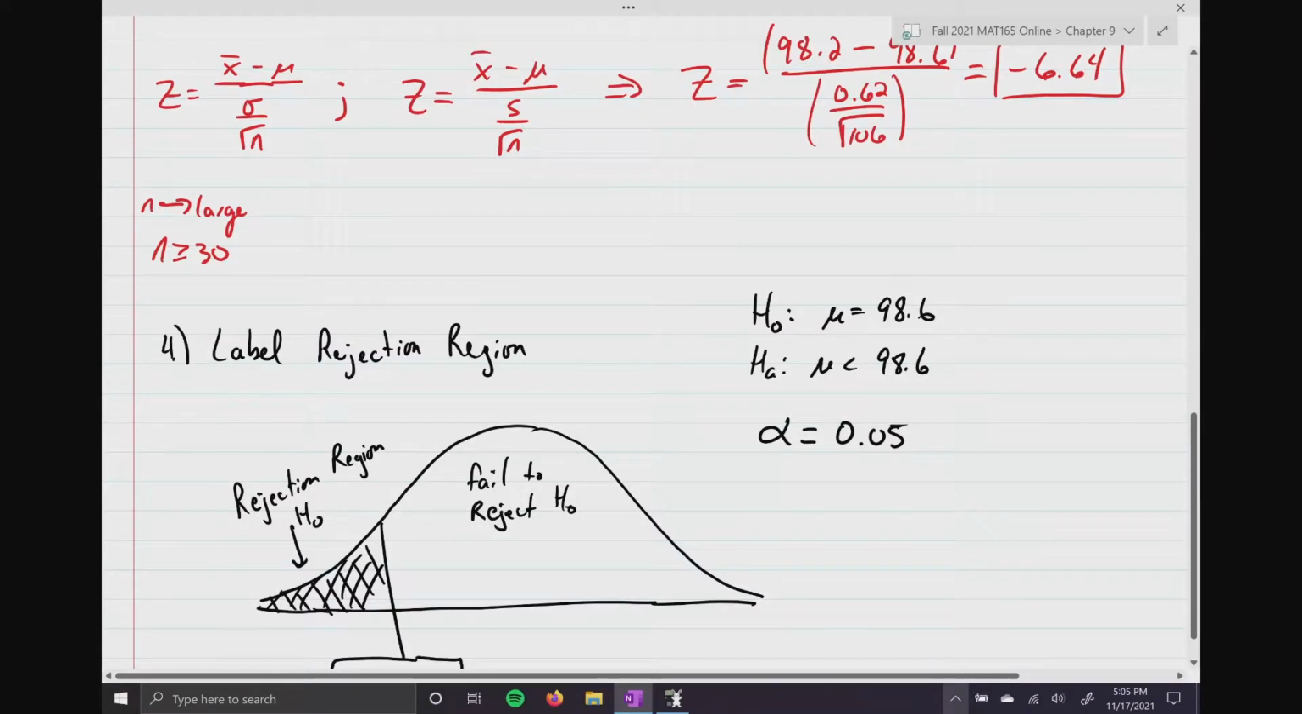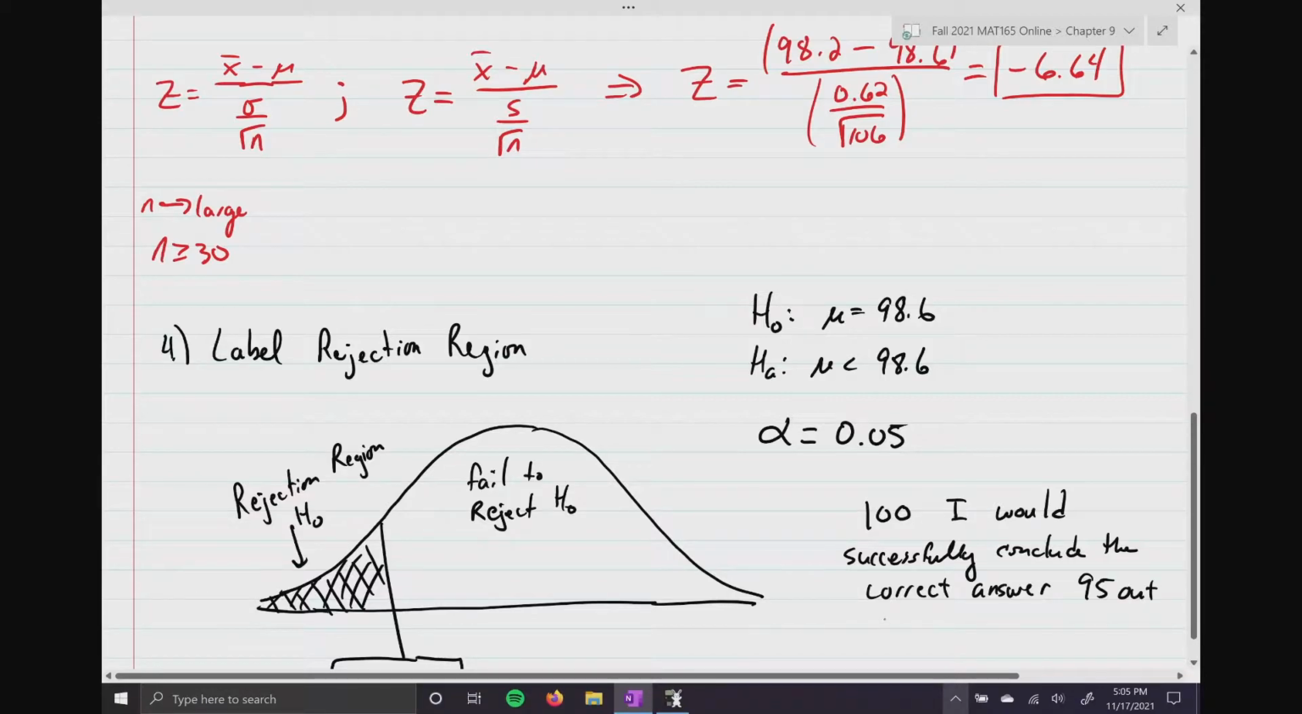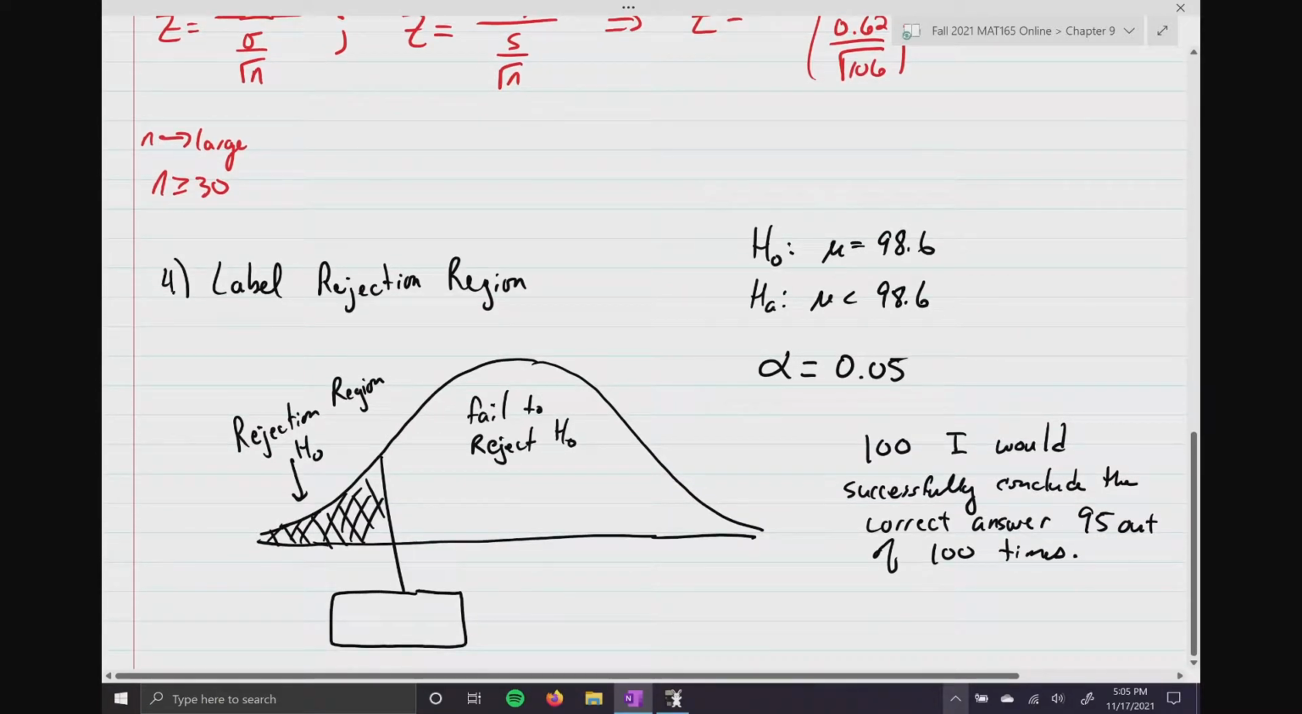And here's basically what this number represents. If I were to conduct this experiment 100 times, I would successfully conclude the correct answer 95 out of 100 times. That's what 0.05 stands for, okay? Because if you think about it, it's like 5%. I'm willing to be incorrect 5% of the time. 95%, I know I'm going to be correct.